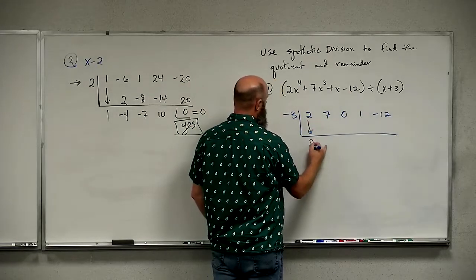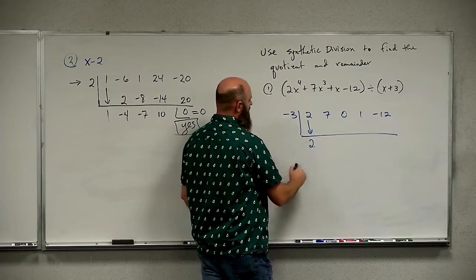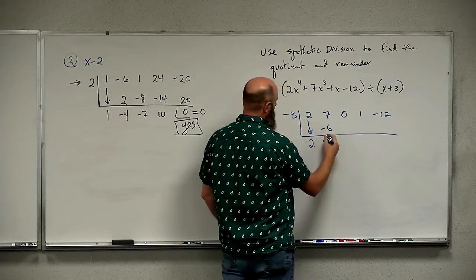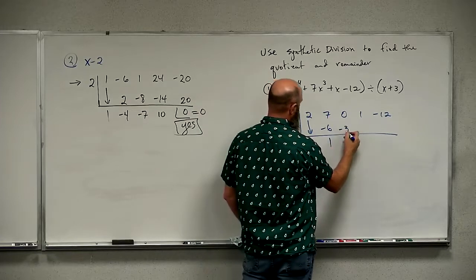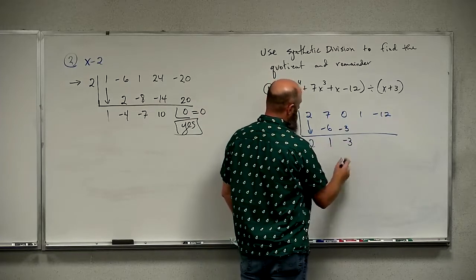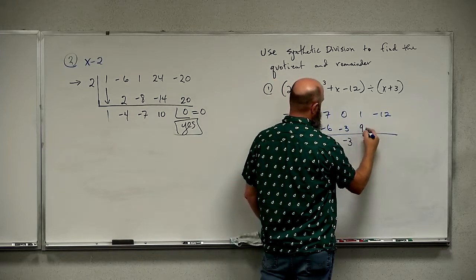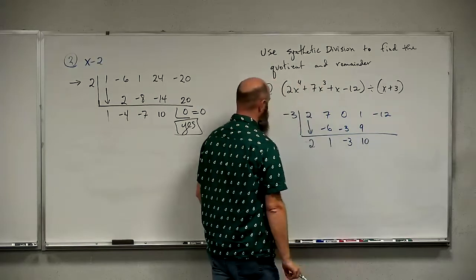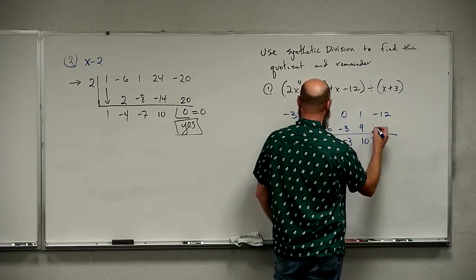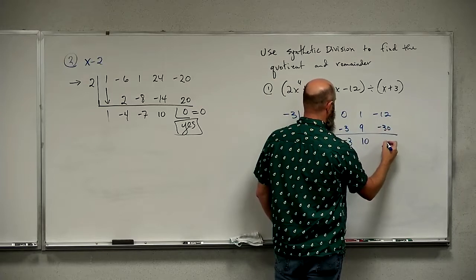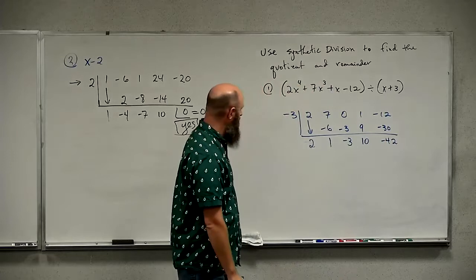All right, so our first one comes down. So we get 2. -3 times 2 is -6, so it's going to give us 1. -3 times 1 is -3. -3 and -3 is going to give me 9... rather, -3 plus 0 gives -3, then 1 plus 9 gives us 10. -3 times 10 is a -30. So we get -42.